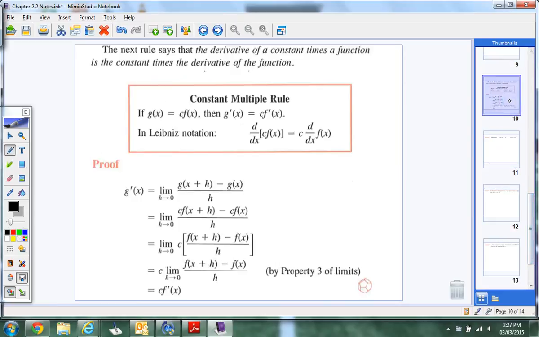All right, so the next rule says that the derivative of a constant times a function is the constant times the derivative of the function. So if you have g of x equals a constant times f of x, then g prime of x equals a constant times f prime of x. Okay, and we'll kind of get to why this is important if you want to write that. And then here's kind of the proof of it, but I feel like I don't need to bore you with that. It's there if you'd like to see it.